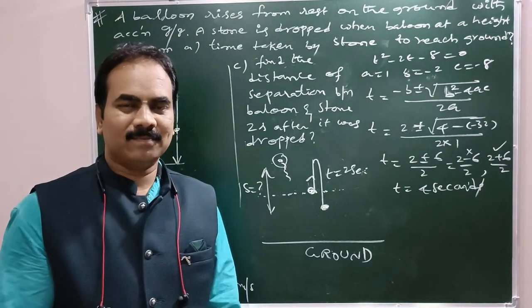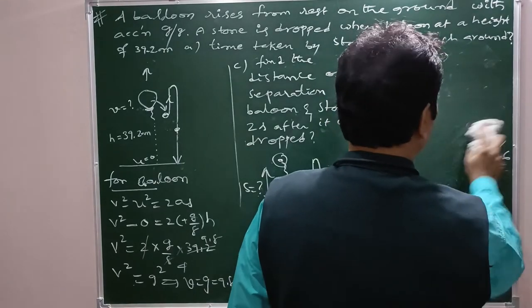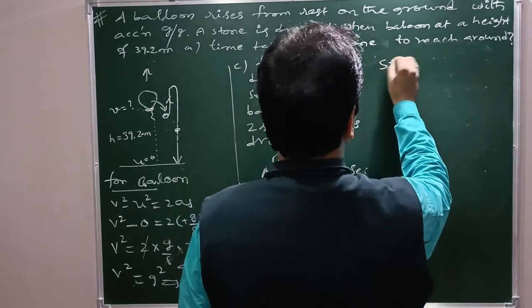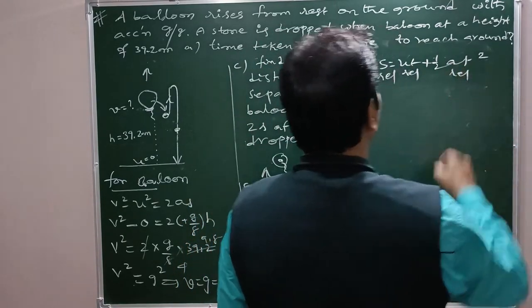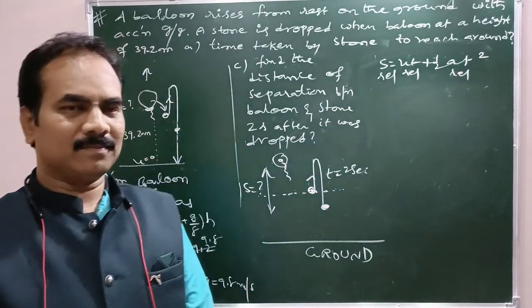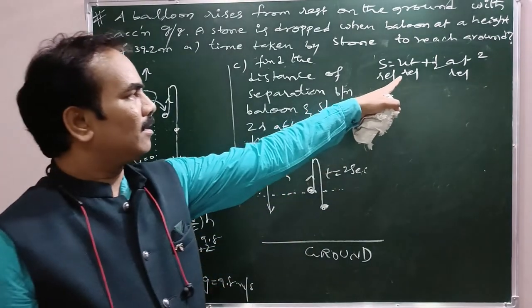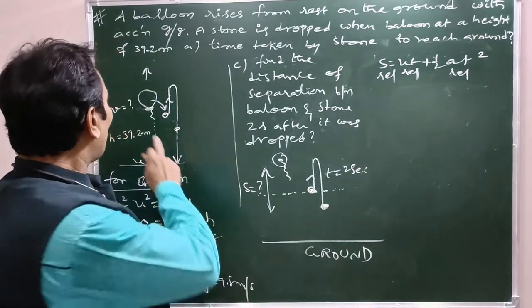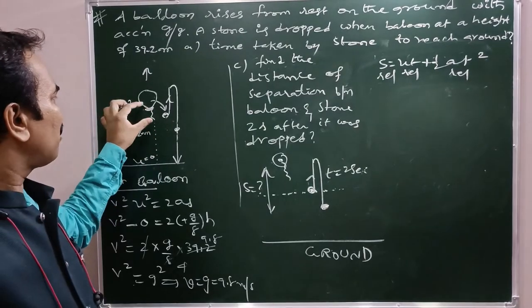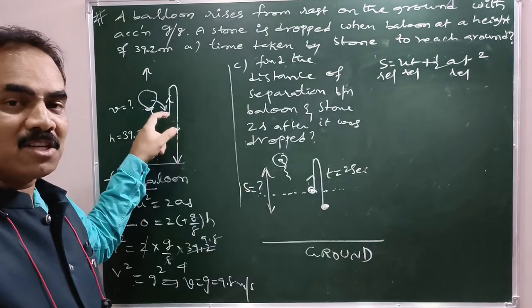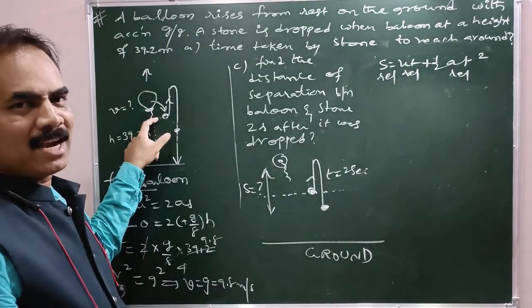How to find it? The simple method is the relative equation method. We know that s equal to ut plus half at square. In terms of relative quantities, s relative equals u relative into t plus half a relative into t square. Now s relative is unknown: the separation after 2 seconds. What is the relative initial velocity between these two? Zero, because both have the same velocity when the stone was dropped. Both are moving up with the same initial velocity at this instant. So u relative is zero.